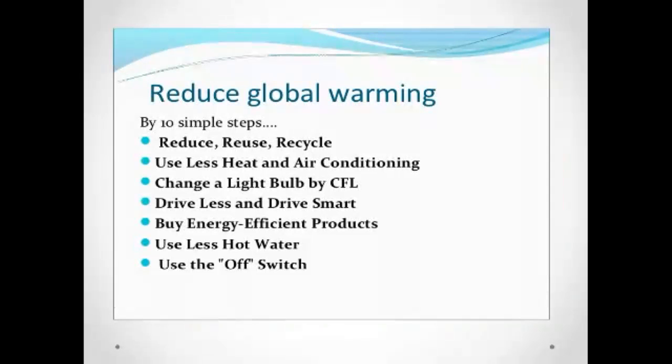Reduce global warming by 10 simple steps. Reduce, reuse, recycle.